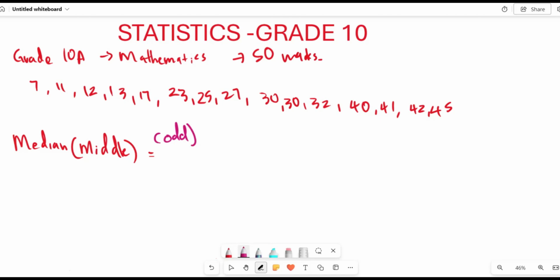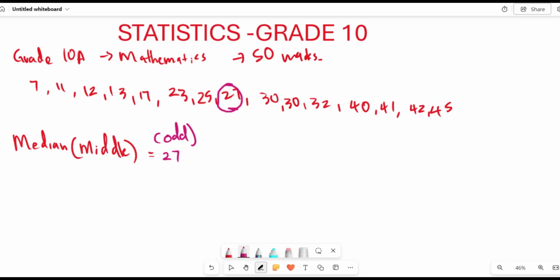Now, this one is going to be odd. If you are looking for the middle term here, it's going to be what? We start by counting: 1, 2, 3, 4, 5, 6, 7, the eighth term. Let's start from this side too: 1, 2, 3, 4, 5, 6, 7, the eighth term, which means the middle term from this particular data is going to be 27. Altogether, it's going to be 27.